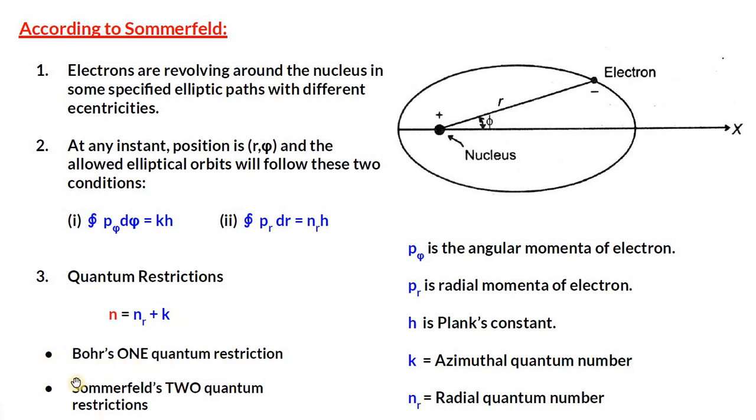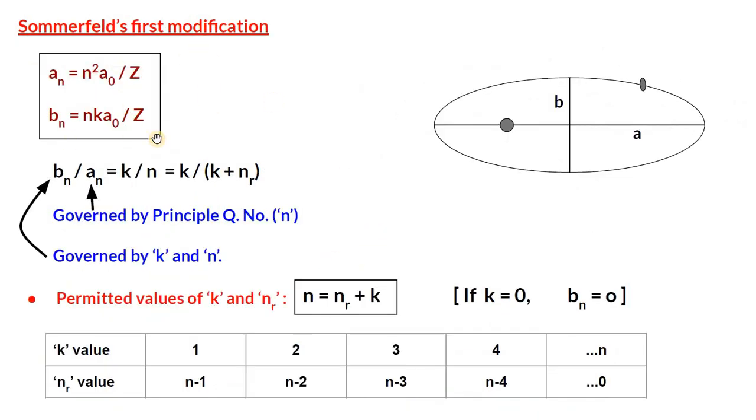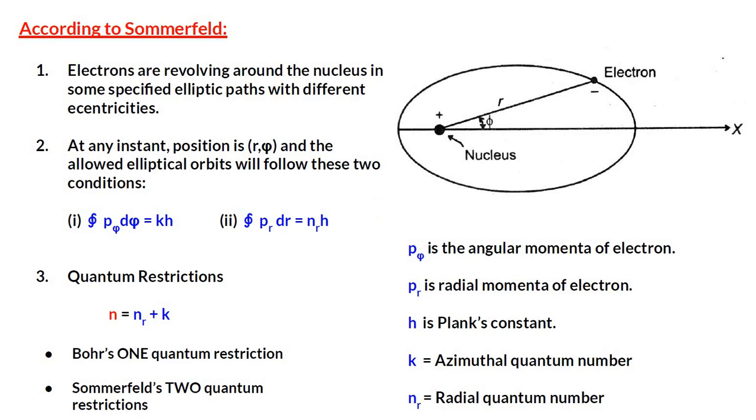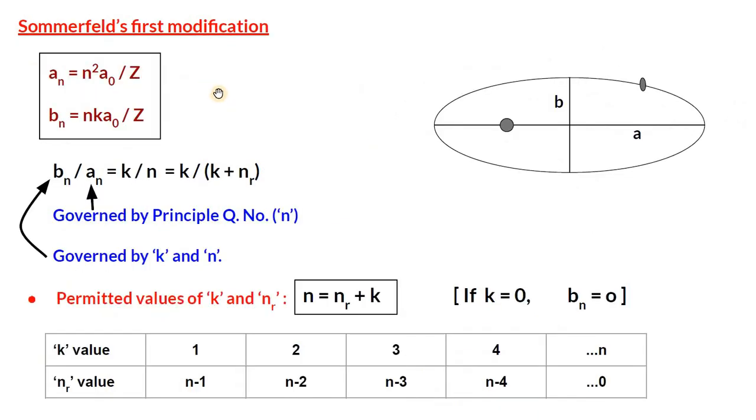And I have told you that the Bohr atomic model has one quantum restriction, and the Sommerfeld atomic model has two quantum restrictions, which I have already shown you. Another thing I want to add is that this atomic model is more successful than the Bohr atomic model. So let's go forward. But this atomic model will have some limitations, and we will see those limitations and how they are resolved. So let's do the first modification of that limitation.